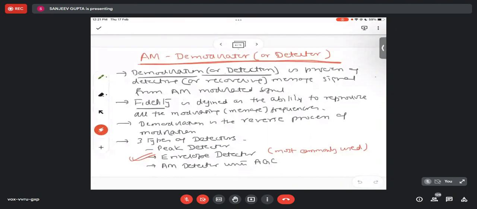So it is demodulation, I can say. It is the reverse process of modulation. You just can't leave the signal modulated. At the receiver end, or at your end, my signal has to be demodulated.